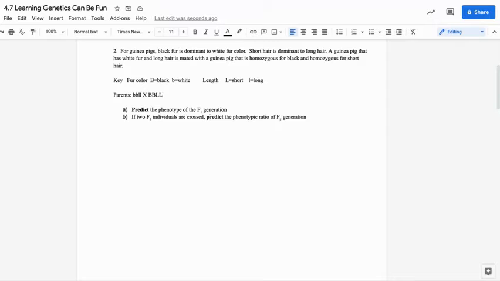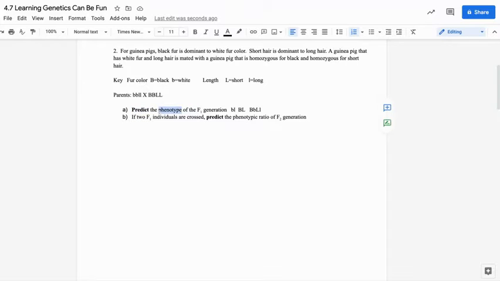Predict the phenotype of the F1 generation. Well, this is the parental, and this parent only has recessive alleles, so the only gamete this parent can produce are gametes with little b, little l. And then this parent only has dominant alleles, so again, all their gametes will only have big B, big L at the end of meiosis. So let's put that in standard form, big B, little b, big L, little l. Okay, so this is the genotype, but please be careful when you're reading this right here.